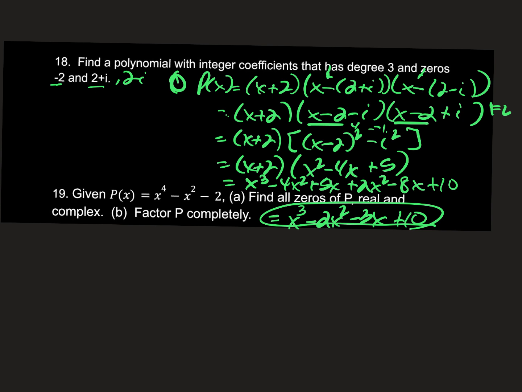Given this, find all the zeros, real and complex, and then factor. Don't forget to do part B. So what I'm going to do in this one is factor it. Because the first exponent is twice as big, I'm going to factor it like this: x squared minus 2, x squared plus 1. Now, I'll give you a couple hints here.